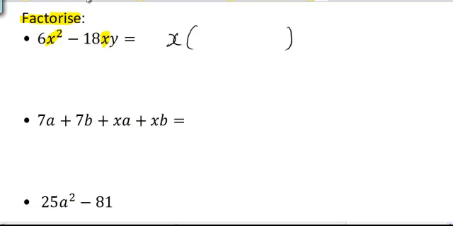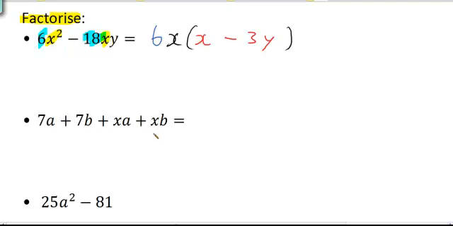Now, we'll see also here that there's a 6 and an 18. Well, 6 and 18 have a common factor, and their common factor is 6, so I can take 6 out there as well. So 6x multiplies by what to give 6x squared? Well, 6x times x gives 6x squared. 6x times what gives 18xy? Well, it's going to be minus 3y. And that's our answer. All it is, is just taking out what's common.